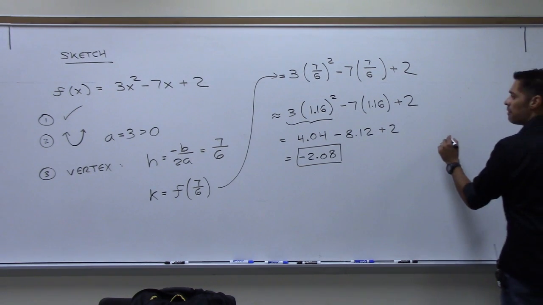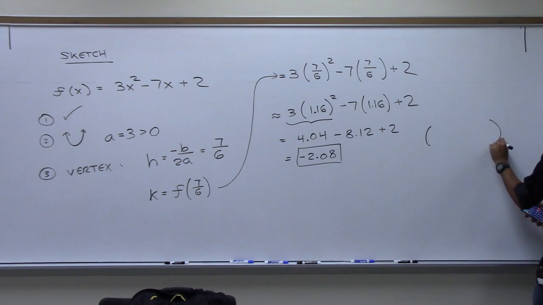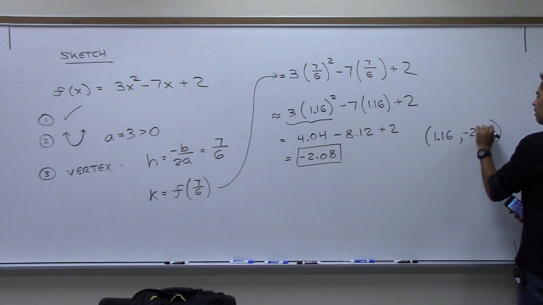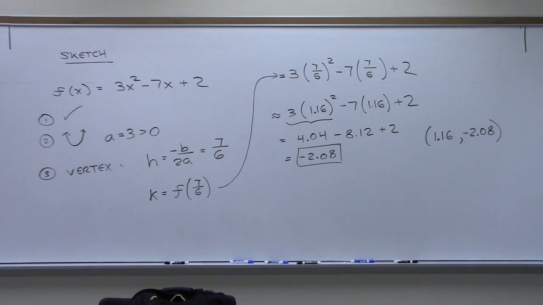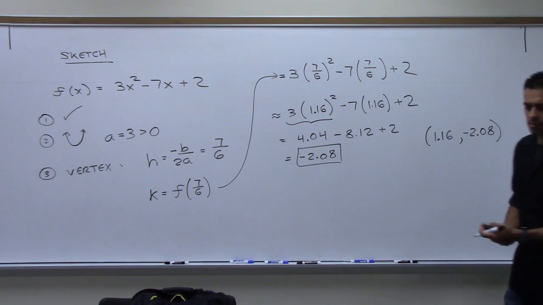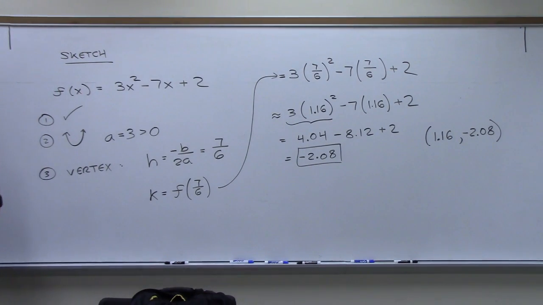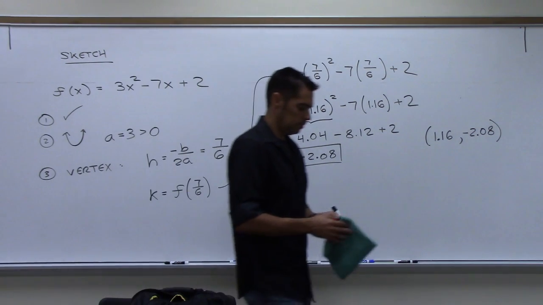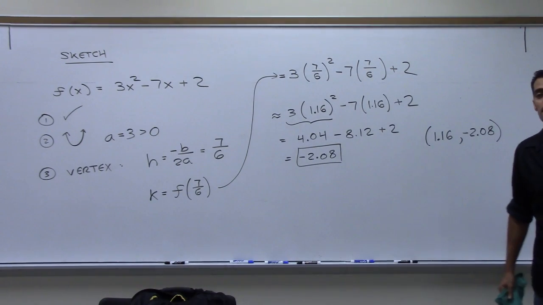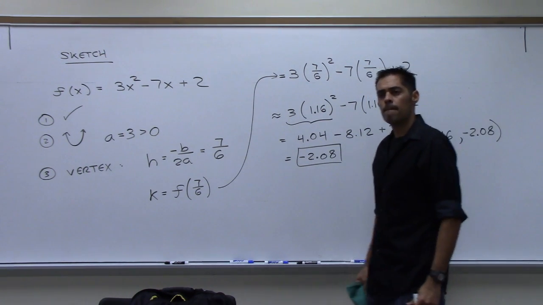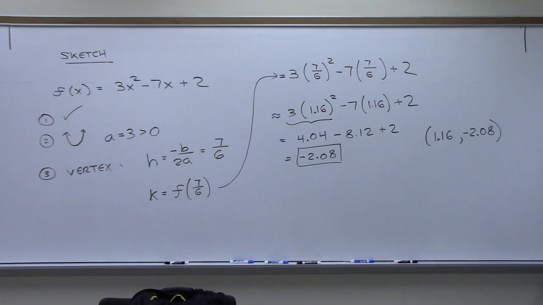All right, so remember, the vertex is a point, right? It's going to be 1.16, negative 2.08. That's my vertex. Yes? I have a nifty y equals. If I do all of the steps, can I trace it and check it? Yeah, you can check your work with that. Yes. So it was different. What was different?